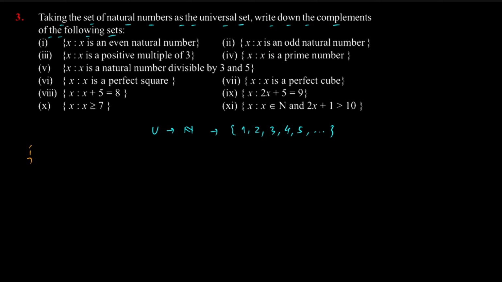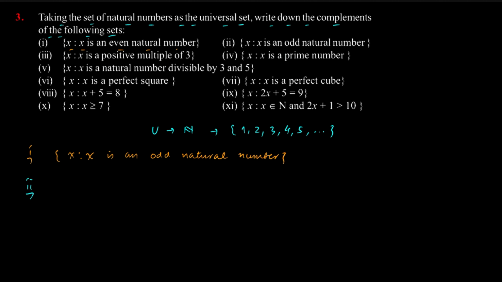So part number first is x such that x is an even natural number. What will be the complement of this set? So what are the numbers excluding even natural numbers? These are odd natural numbers. So the complement of this set will be x such that x is an odd natural number.